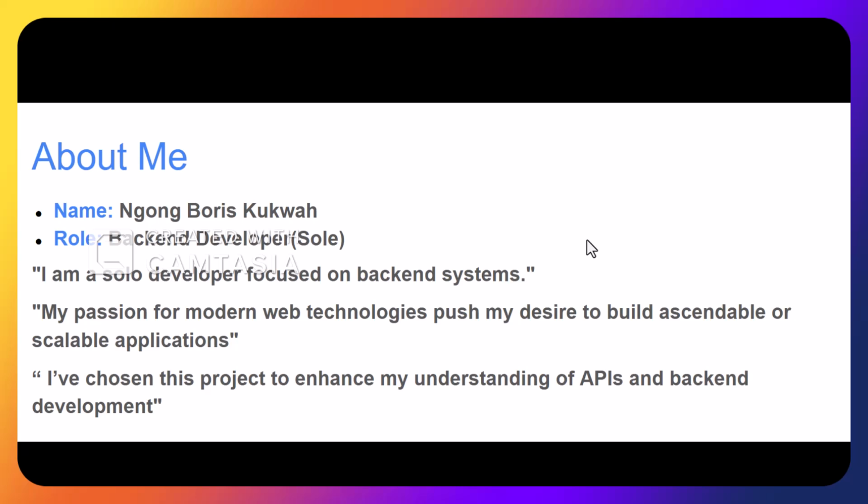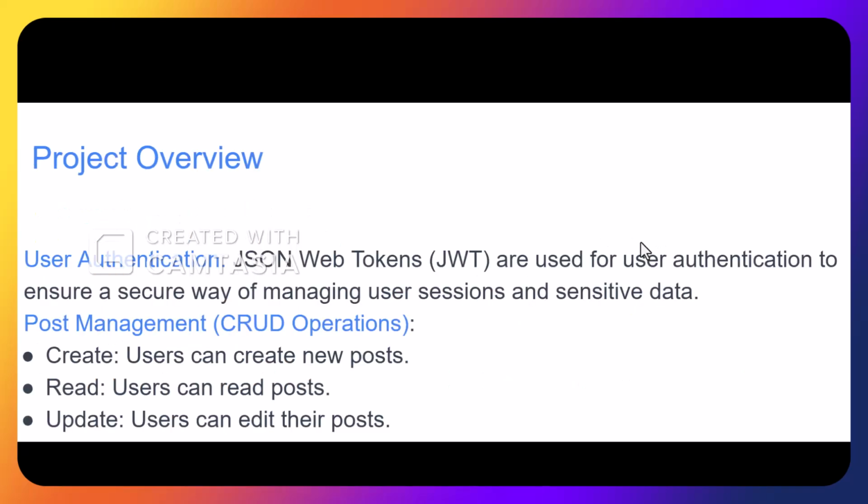The project overview: the Borough Hub Media API will serve as a backbone for social media platforms, focusing on essential backend features. Here's what I plan to include. First, user authentication, a secure login and sign-up system powered by JSON Web Tokens to ensure data protection and restricted access.